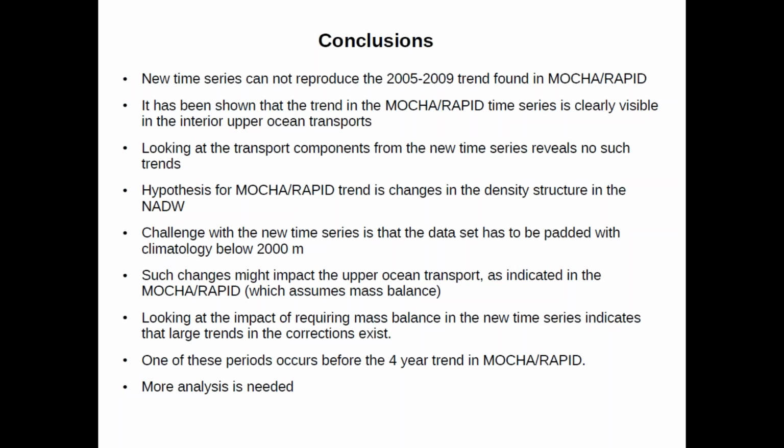So anyway, this mass balance indicates that large trends of the corrections exist. So I had these drops of between 20 and 30 Sverdrups over a couple of years, and then it went back to almost zero in the mass balance correction. And there's one period that was 4 years before the 4-year trend in MOCHA RAPID, and I think we just need more analysis to understand what is really going on.